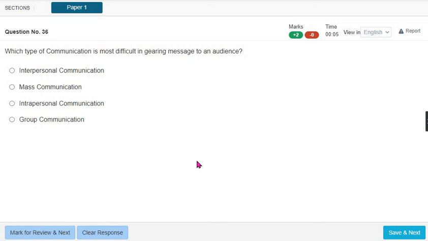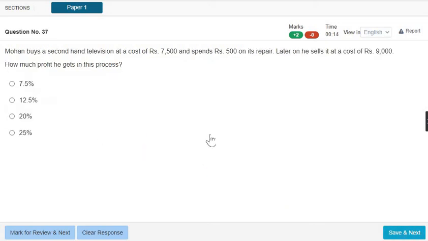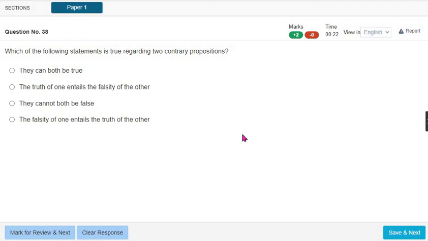What type of communication is most difficult in getting a message to an audience? So, mass communication. Mohan buys a second-hand television at the cost of 7,500 and spends 500 on its repair. Later he sells it for 9,000. How much profit does he get in this process? So, 12.5%. Okay.